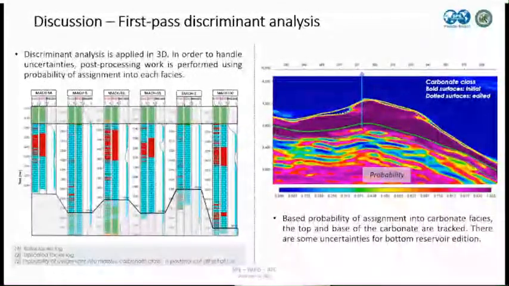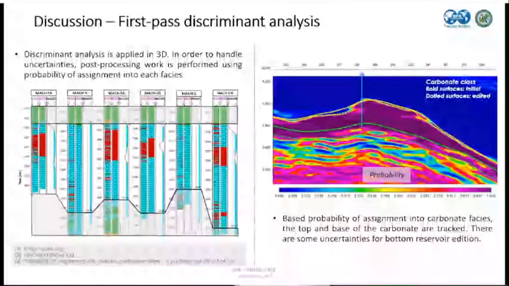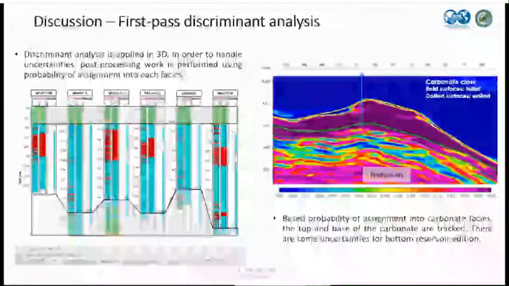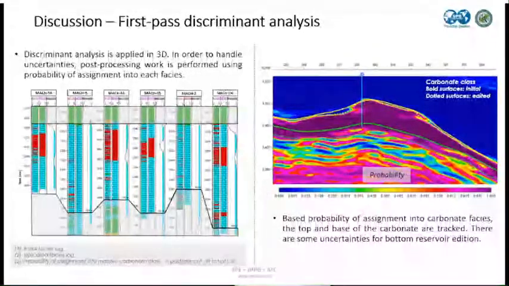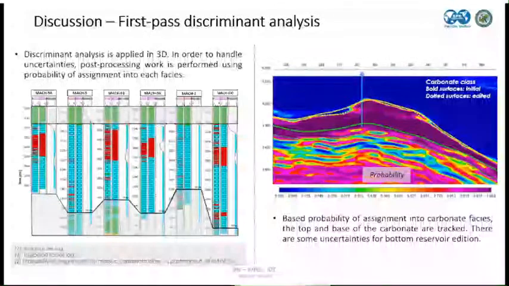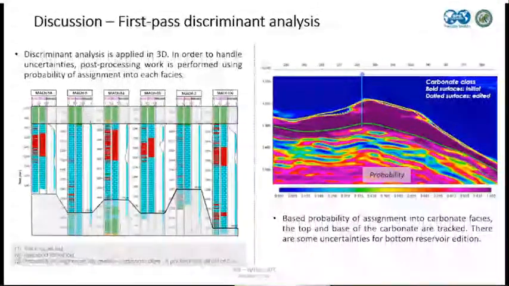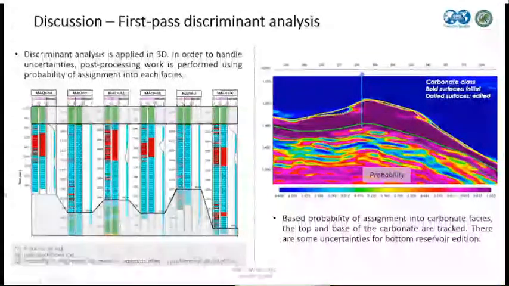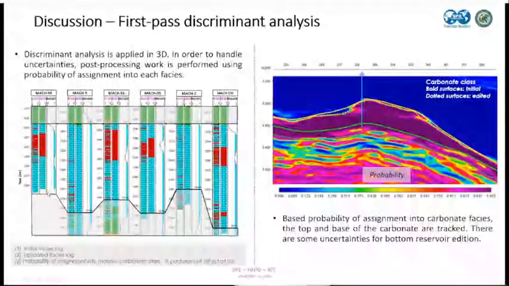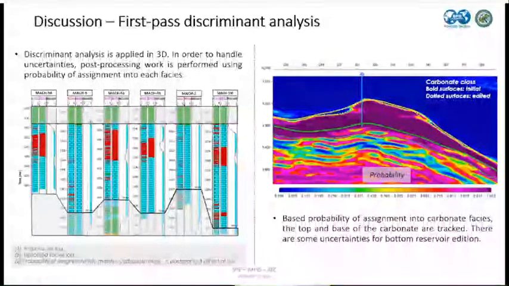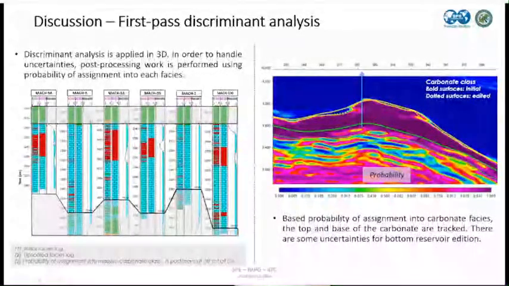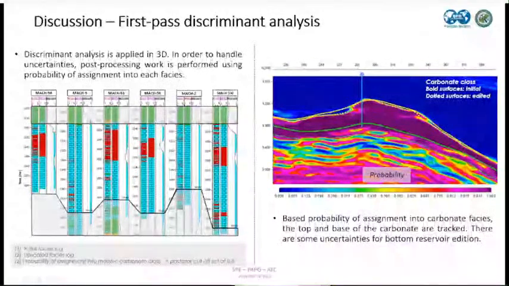In order to handle the uncertainties, in 3D we obtain a cube of probability, and traces are extracted at well position from the probability cube and compared to the well data. Here the first track corresponds to the initial facies log. The second track corresponds to the upscaled facies log, and the third track corresponds to the probability of assignment into the carbonate class. Here I applied a cutoff at 0.8.